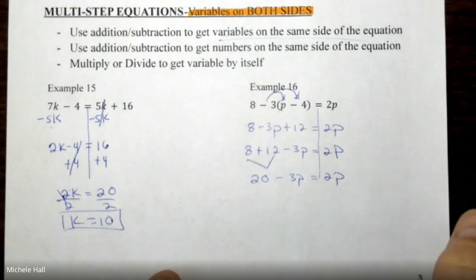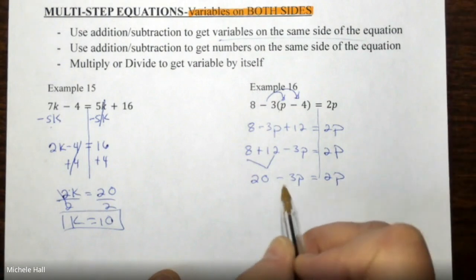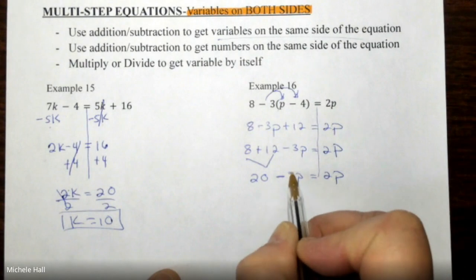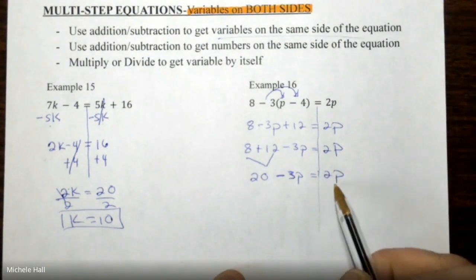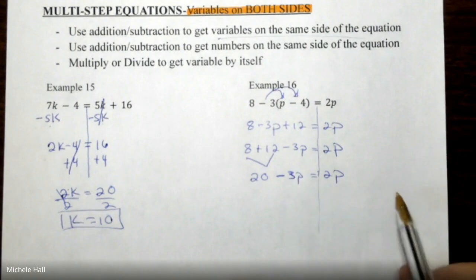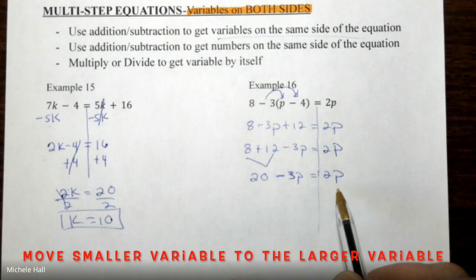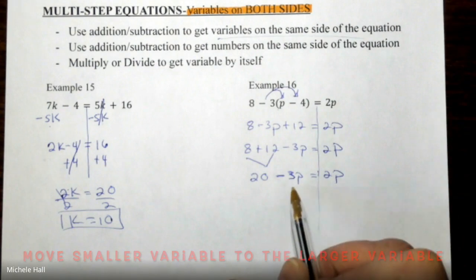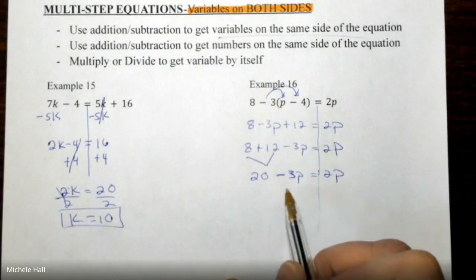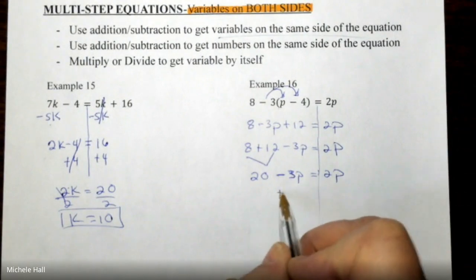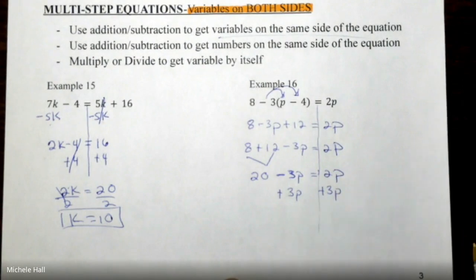Now I'm ready to start solving my two-step equation. P is being multiplied by negative 3. Next thing we're going to do is look at our variable. We need to get our variables together. I would like to move negative 3p to be over with positive 2p. How do I move a variable across the equal sign? I do the opposite. The opposite of negative 3p is a positive 3p. I'm going to add 3p to both sides.